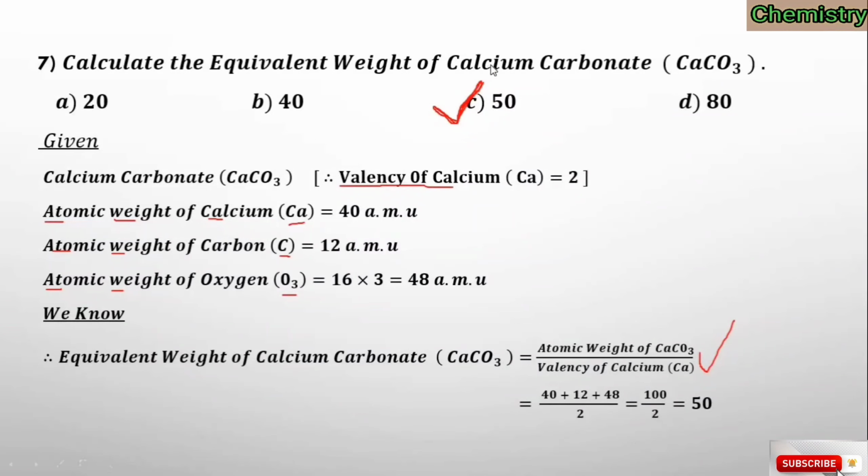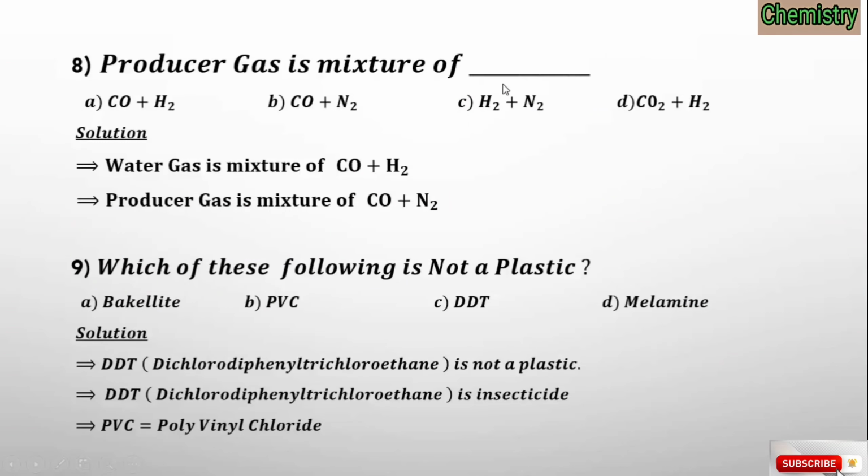Option C is the answer. In question number 8 we have, producer gas is the mixture of. This is a very important question. These are frequently asked questions. You have to know that producer gas is carbon monoxide plus nitrogen, and water gas is carbon monoxide plus hydrogen. Option B is the answer.